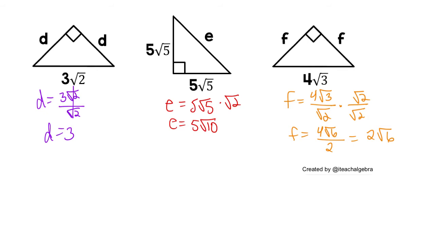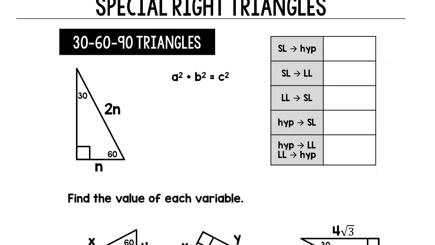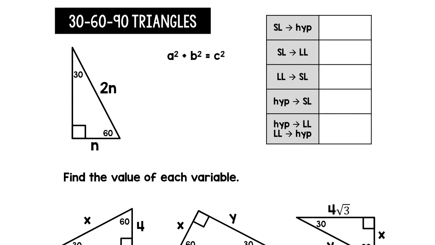All right, that is the 45, 45, 90 triangle. Flip your paper over, and we're going to learn about the 30, 60, 90 triangle.